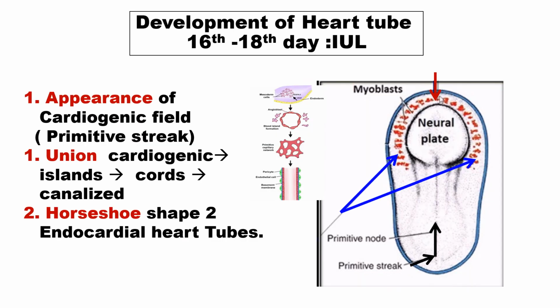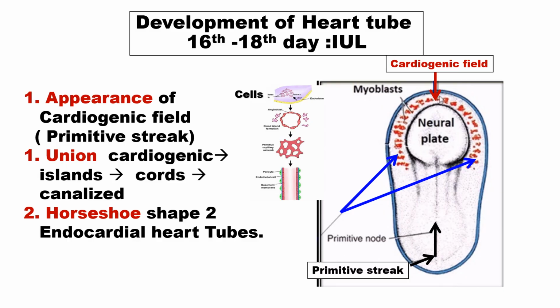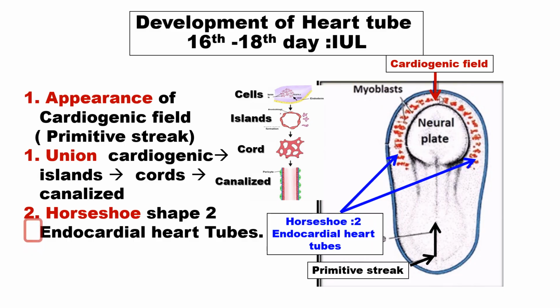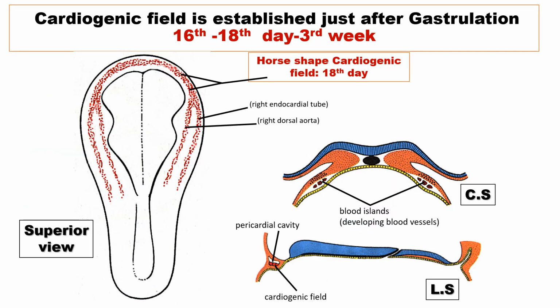The development of the heart tube starts as early as the 16th to 18th day of intrauterine life. Initially, the cardiogenic region, which is derived from the primitive streak, forms cells, then followed by islands. These islands finally form cords and they get canalized, and they form horseshoe-shaped, two endocardial heart tubes. The cardiogenic field is established just after gastrulation, which appears as early as the 16th day.